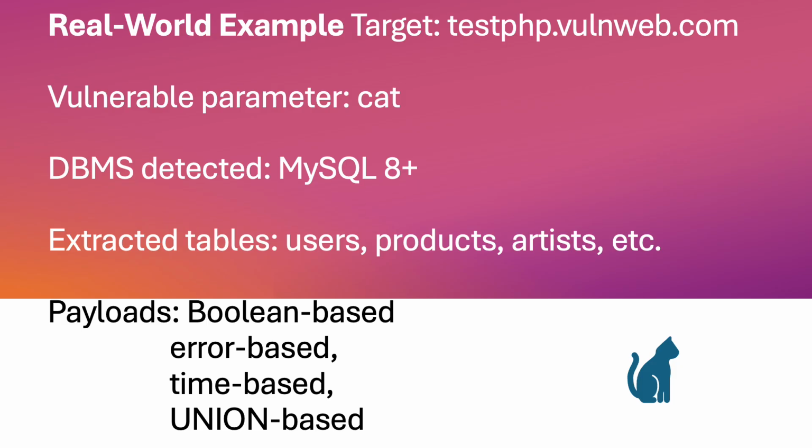Let's say we scan this vulnerable site, testphp.vulnweb.com. SQLMap AI figures out the cat parameter is injectable. Then it detects MySQL as the backend and starts extracting data. It even runs different payloads: Boolean-based, error-based, time delay, and union-based. And just like that, it pulls out database names and table names like users, products, and more.